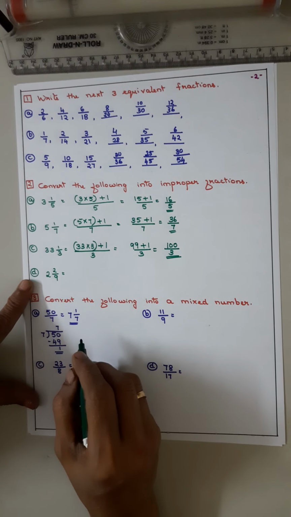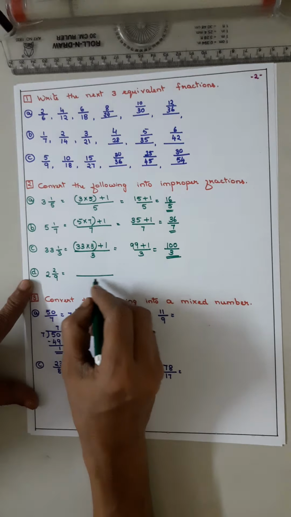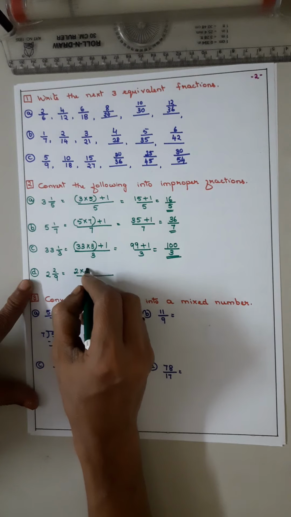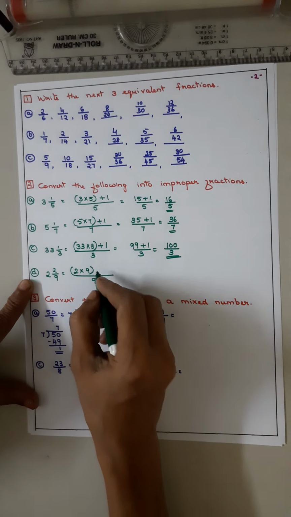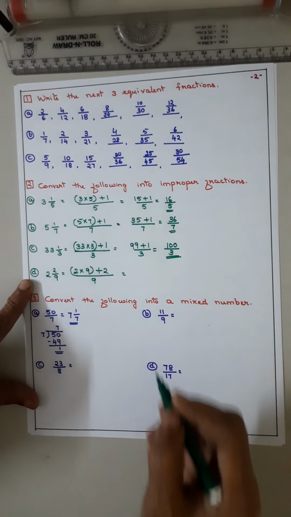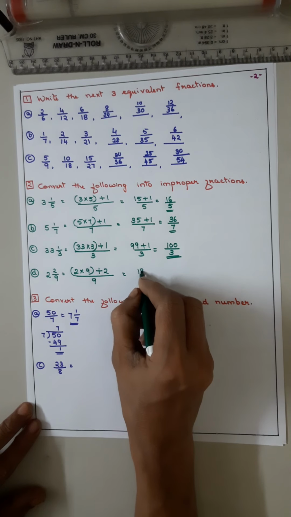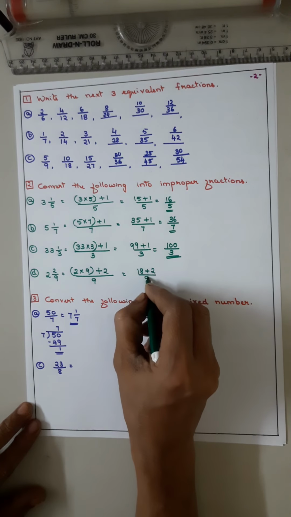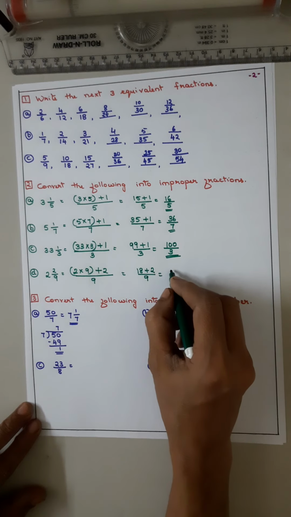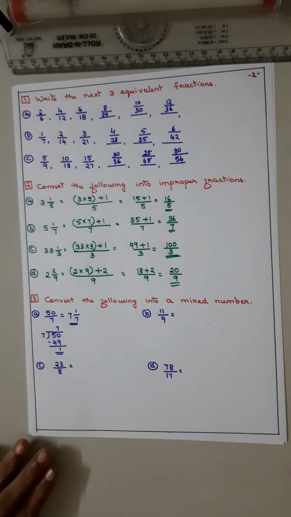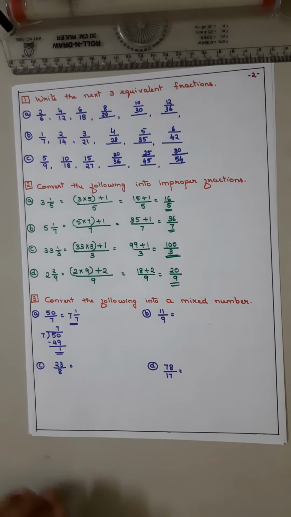Now 2 2/9. First write the denominator, the whole number into the denominator, plus the numerator. Now 9 2s are 18 plus 2/9. 18 plus 2 is 20/9. Is it clear? Now, when the improper fraction is given, convert it into the mixed number.